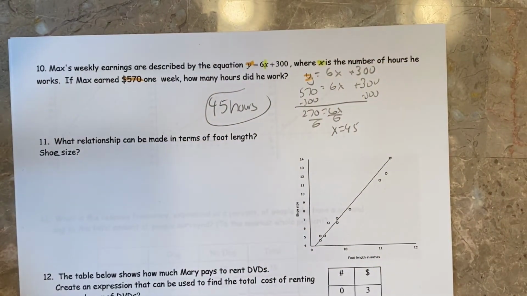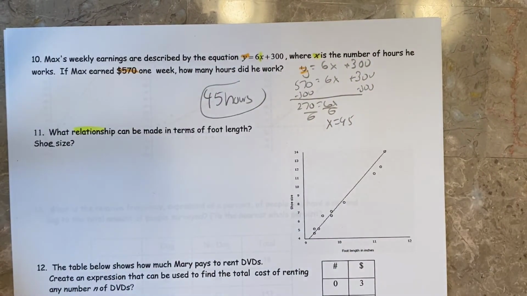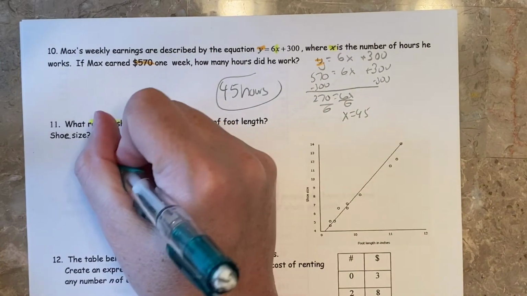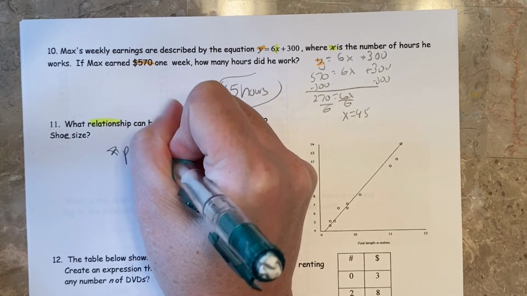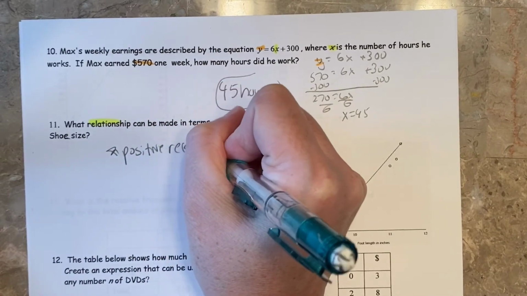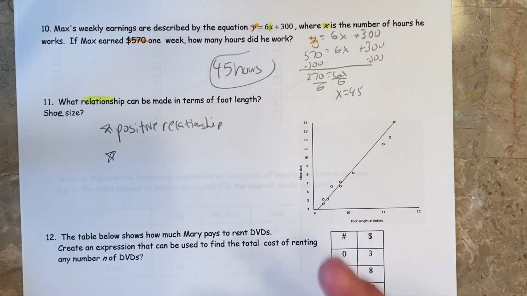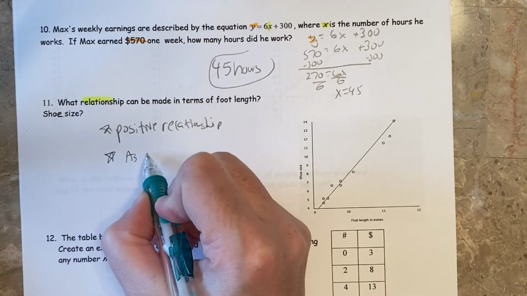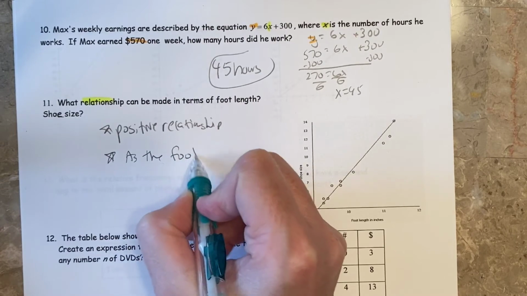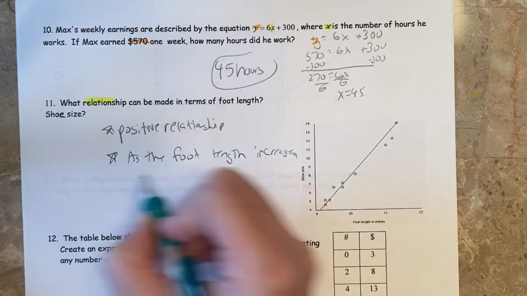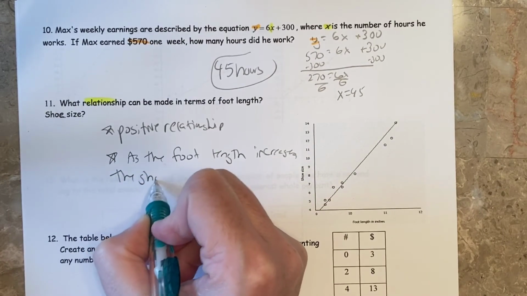All right, what relationship? Again, you're just looking at how the dots are made in terms of foot length and shoe size. So we know it's a positive relationship. And again, I want that sentence because the sentence is actually what you're going to be picking out in the multiple choice answers on the quiz. So as the foot length increases, the shoe size increases.